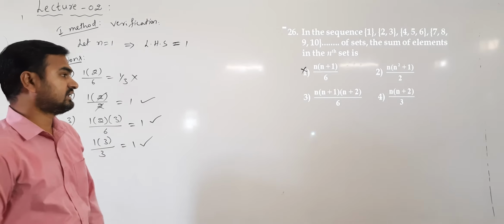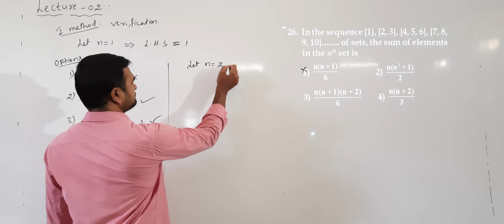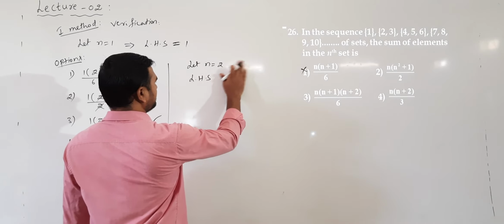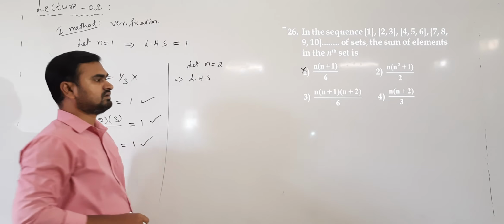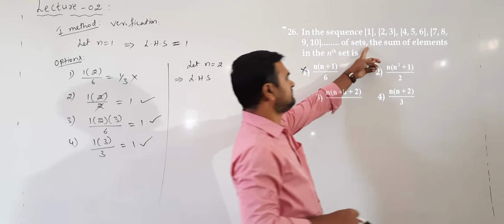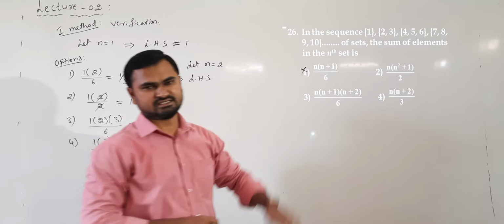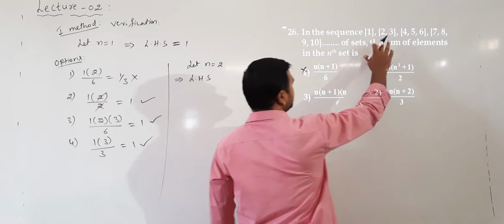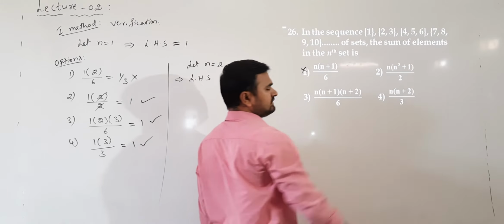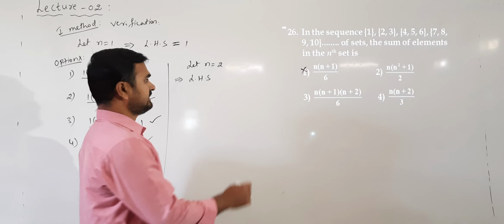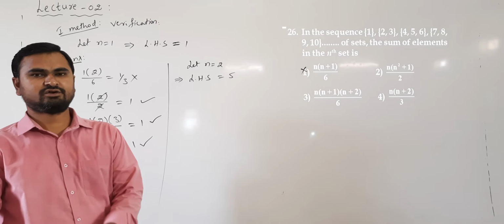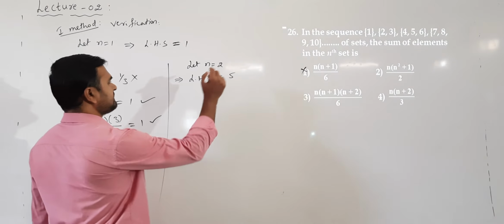Now for that we will take another verification. Let us take n is 2. So what will be the left hand side whenever n is 2? The sum of elements in the nth set. When we take n equal to 2, we need the sum of elements in the second set. What is the second set here? 2, 3. What is the sum of elements? Which is 5. So we should get the answer as 5 whenever n is 2. See the options.